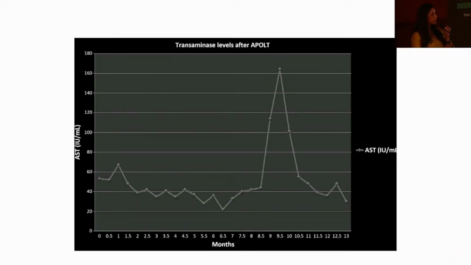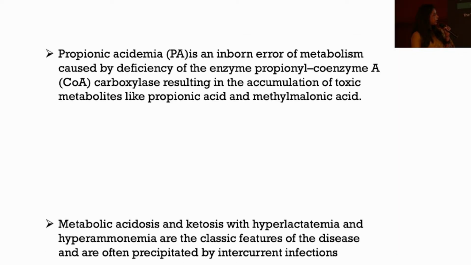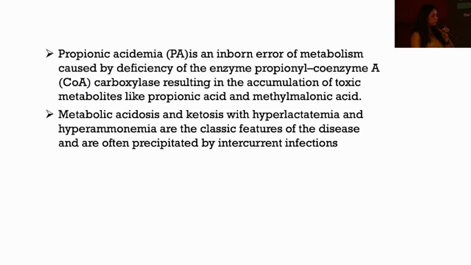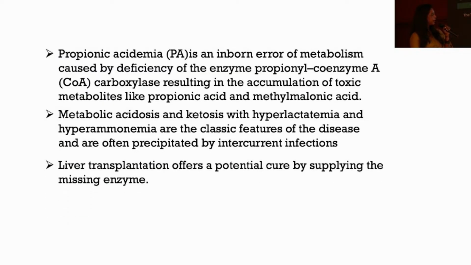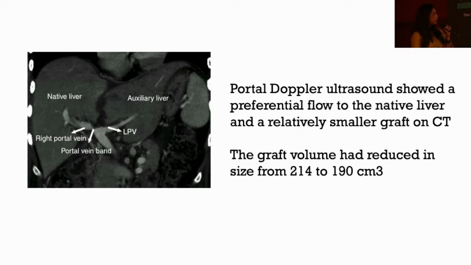So anyway, this particular child came back with a rise in the liver enzymes. You can see there was a sudden spike in the liver enzymes. And about propionic acidemia, you can go back and look at what this child had. So when we did a CT, the right portal vein was already banded. The flow was towards the auxiliary liver. You can see like a hemi-transection in the liver, wherein this is a graft liver, this is a native liver. However, the graft liver continued to shrink in size because the portal flow was predominantly to the native liver.